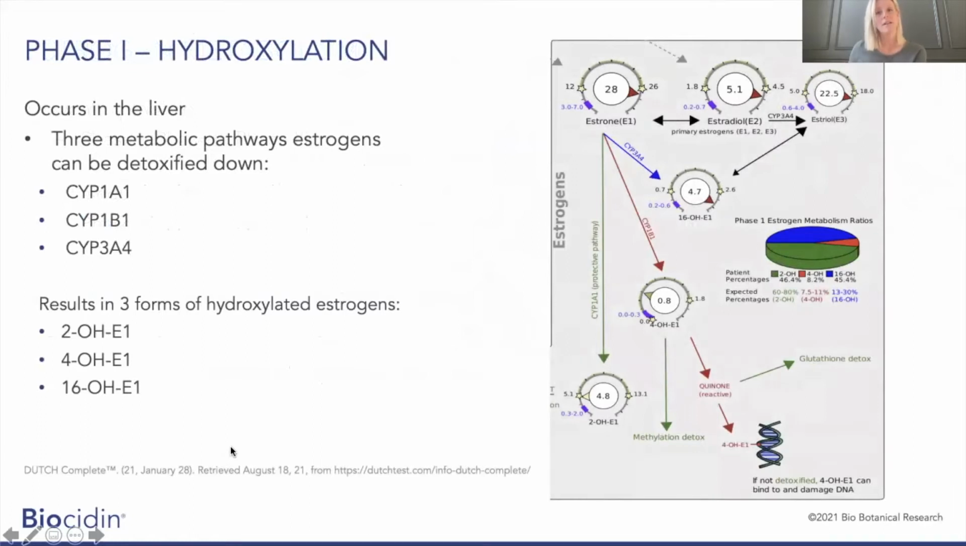Initially, phase 1 takes place in the liver. There are 3 metabolic pathways that estrogen can travel down, and you can see those in this DUTCH test sample report on the right: the CYP1A1 pathway, the CYP1B1, and then the CYP3A4 pathways. This results in the formation of 3 hydroxylated estrogens: the 2-hydroxy-E1, the 4-hydroxy-E1, and the 16-hydroxy-E1.